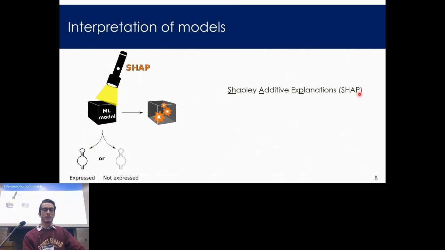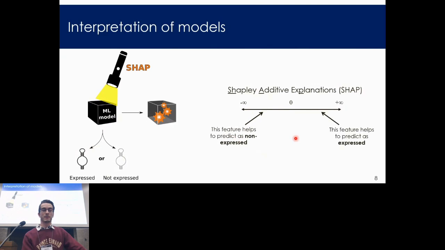So SHAP values are computed for each prediction and for each feature of a given prediction, and they can take either negative or positive values. In our case, when they're negative, it means that this feature helps to predict the snoRNA as not expressed. When they're positive, it means that this feature helps to predict the snoRNA as expressed. And when they're around 0, it means that this feature has little or no impact on the prediction.